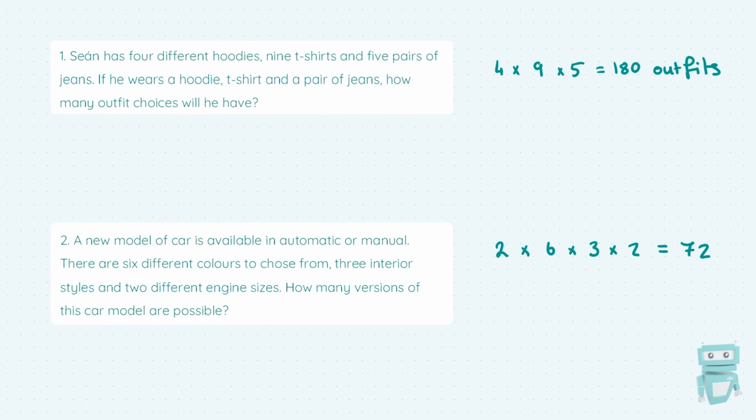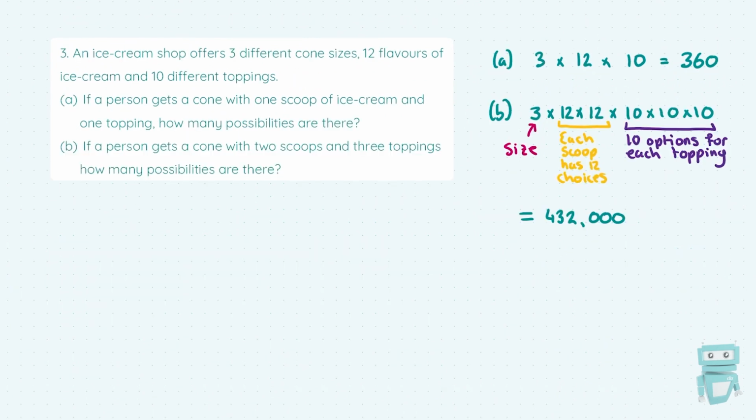In 1 and 2, we simply just multiply the number of options for each event. And here in question 3, part B might have been a bit busier. We had to consider the size, we had to consider the 2 scoops of ice cream, so we multiply by 12 twice there, and we have the 10 different toppings 3 times for the 3 sets of toppings.